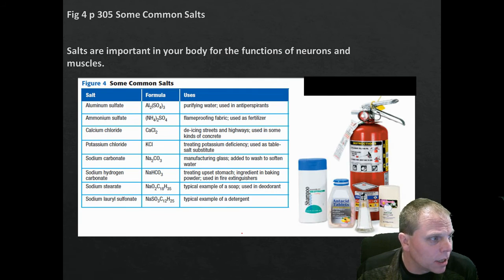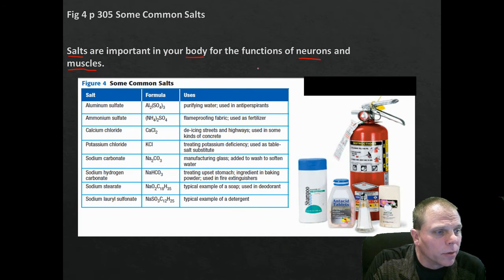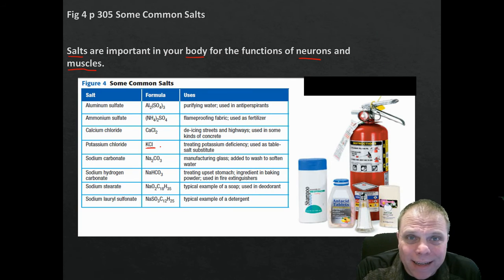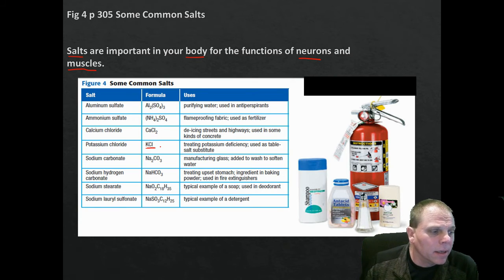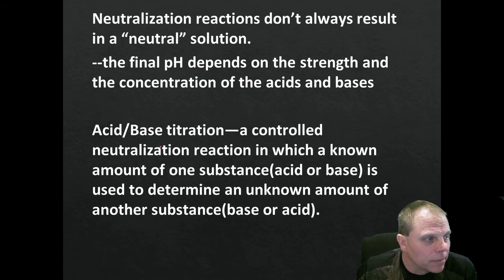All right, so those are important for various different types of functions of neurons and muscles as well. Okay, so just think about why salts are important in your body, and they're important for the functioning of neurons and muscles. Which ones? Well, you probably heard of getting potassium from bananas, right? That's like a potassium chloride. You probably get that one from the food that you eat. Other types of salts you can get from the food you eat as well.